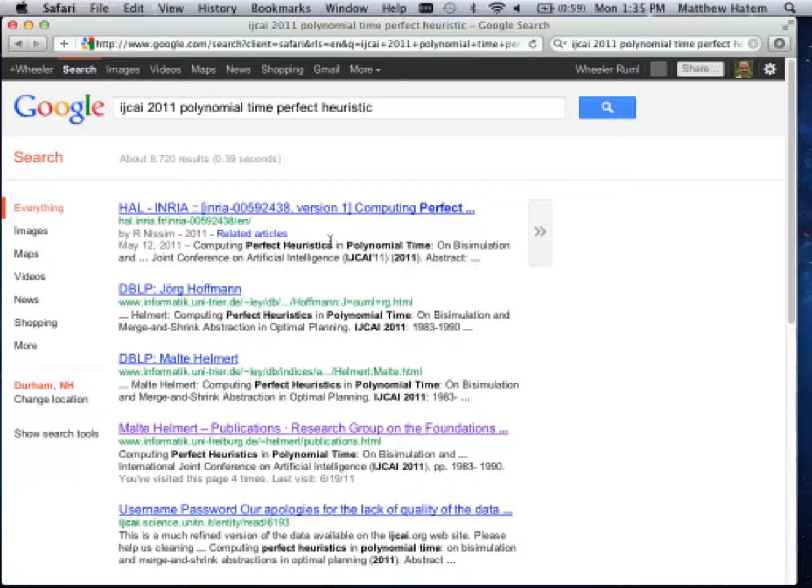Someone thought that the star in A star was a Kleene star, and it's totally not. It's a shiny star because it's admissible. It returns optimal solutions.